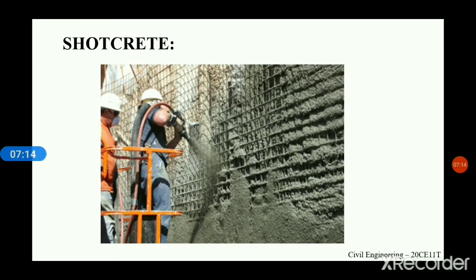So next, coming to shotcrete. What is shotcrete? It is also called gunite, because it is concrete applied by spraying. Therefore, it is called gunite. Shotcrete can be defined as a mixture of cement, aggregates, and water sprayed through a nozzle with a high velocity to produce a compact, dense, and homogeneous mass.